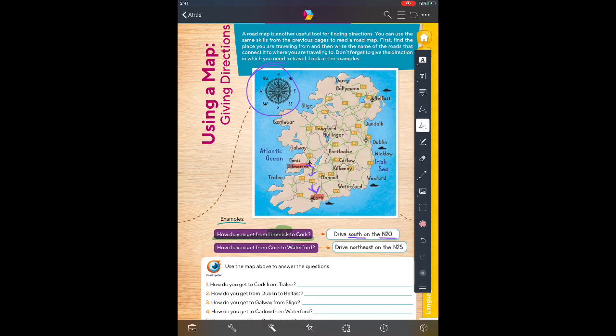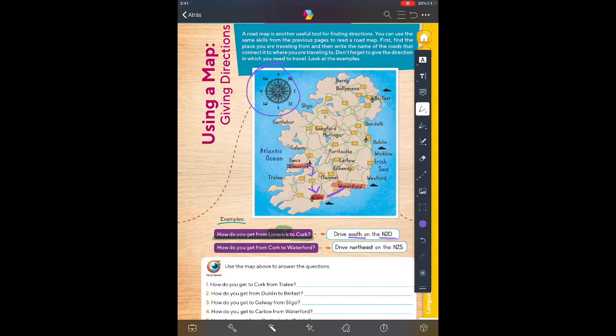Then we have another example where it says, how do you get from Cork, from here, to Waterford? So Waterford is here. So it says drive northeast on the N25. And how did we decide that it was northeast instead of northwest or south or east or west? Because we have a compass rose and we have to know in what direction we're going. So we're not going like this, right? We're going like this.